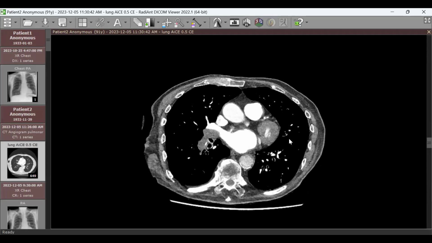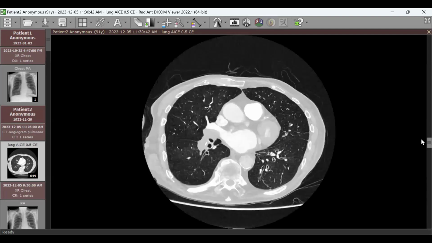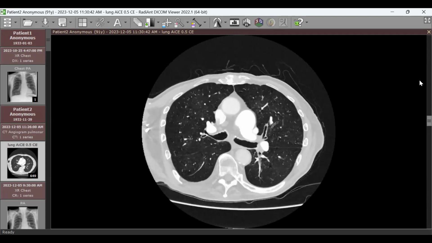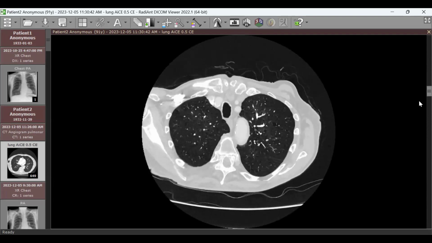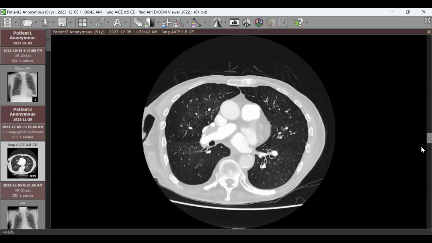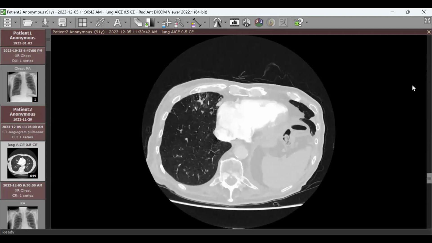Good. So we covered technique, we covered the embolism, we saw if there's right heart strain, and now we need to see if there's any other structural abnormalities within the lungs, other than what we have described, like complications such as lung infarctions. Good. Look at the upper lungs.